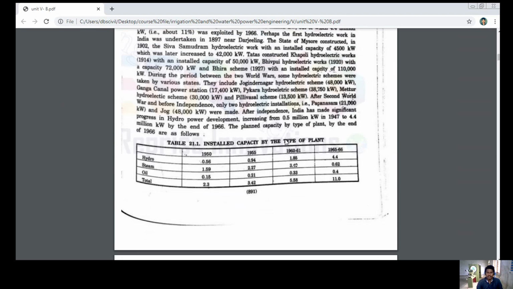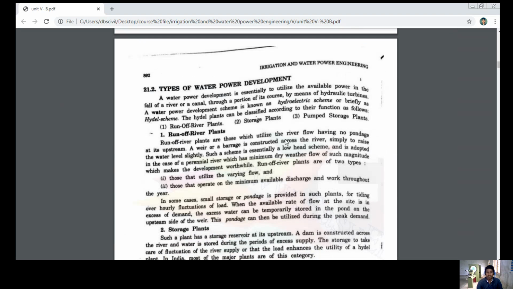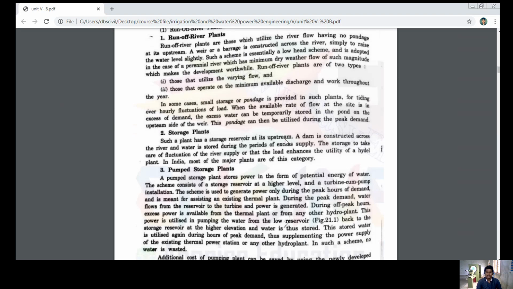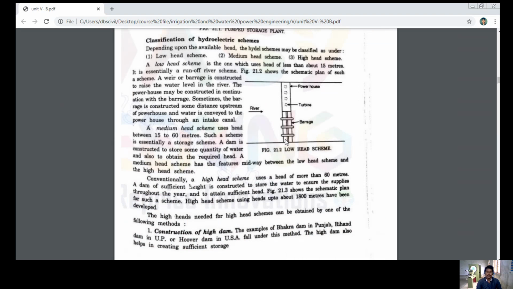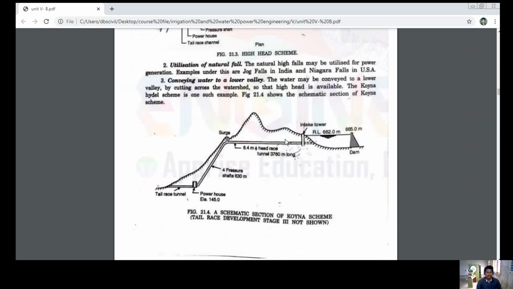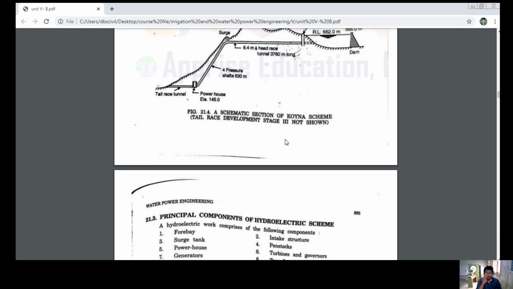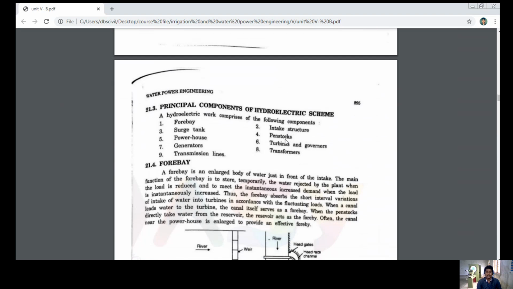So far we have completed. Let's see what are the topics in water power engineering. We have seen some introduction of it, and we have seen types of water power developments, and also we have covered some classification of hydroelectric schemes. Proceeding, we have seen the principal components of hydroelectric schemes, and we have seen each and every topic in detail.